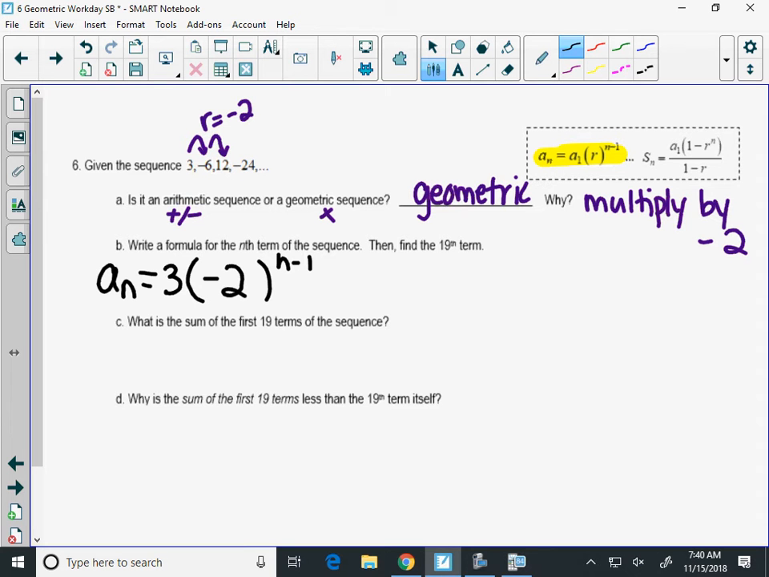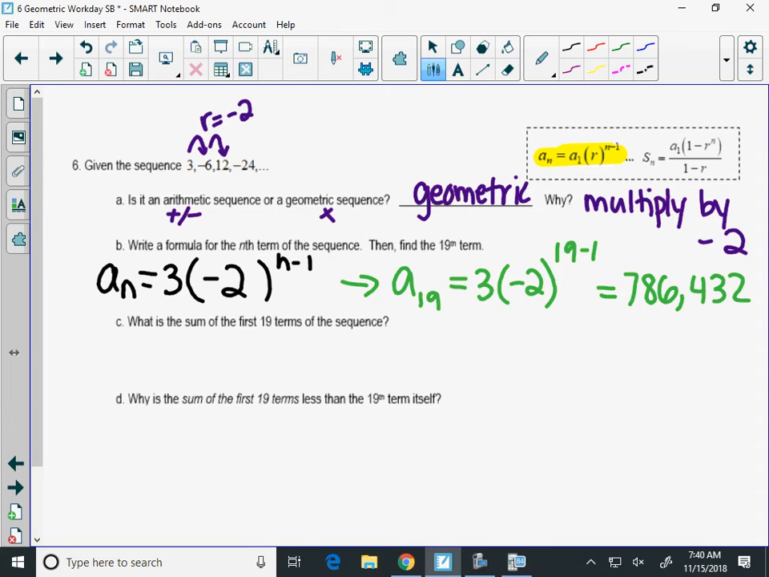Now it says find the 19th term of the sequence. So you're going to take that same formula and put 19 in for n, a sub 19. Well, you're going to have 3 times negative 2 to the 19 minus 1 power. So when you type that in your calculator, I'll just tell you the answer here. You can type it in yourself. 786,432. That would be the 19th number in this pattern.